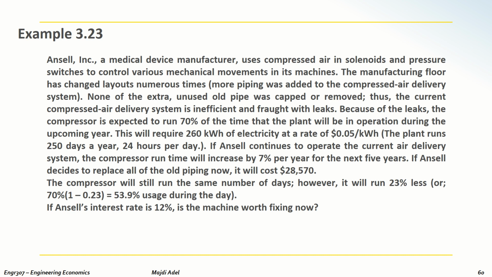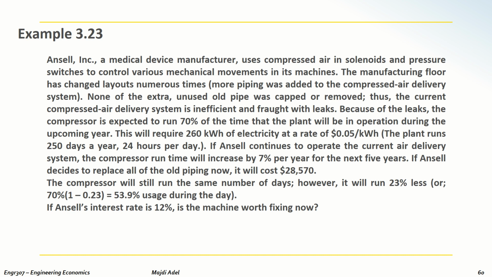Now, Ansel has an option to replace the piping network, okay, but this will cost them money. It will cost them $28,570. راح يكلفهم $28,570 لحتى يستبدلوا كل شبكة الكمبرست اير الموجودة في المصنع. لكن if they do this replacement the compressor will run 23% less. راح تشتغل 23% أقل. يعني الآن قاعد خلينا نحكي تشتغل 70% من الوقت أو خلينا نحكي 17 ساعة في اليوم.